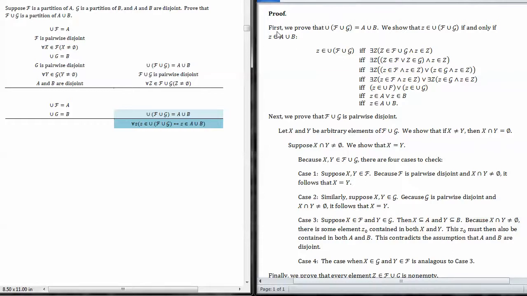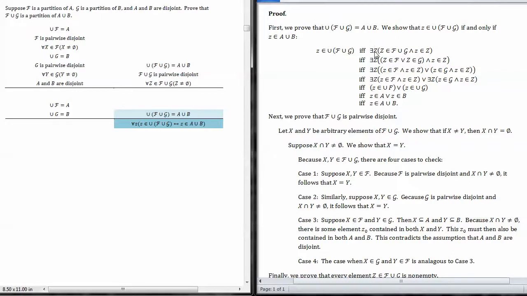Okay, so I've gone ahead and said what I'm going to do. We're going to prove that this equation is true, this equality of sets. And so let Z be arbitrary. We're going to show that Z is on the left side if and only if it's on the right side. And so we have Z on the left side if and only if, well, for Z to be in the union of a family, it means there exists a capital Z, some set, such that Z is in that family, F union G, and the element Z is in the set Z. Okay.